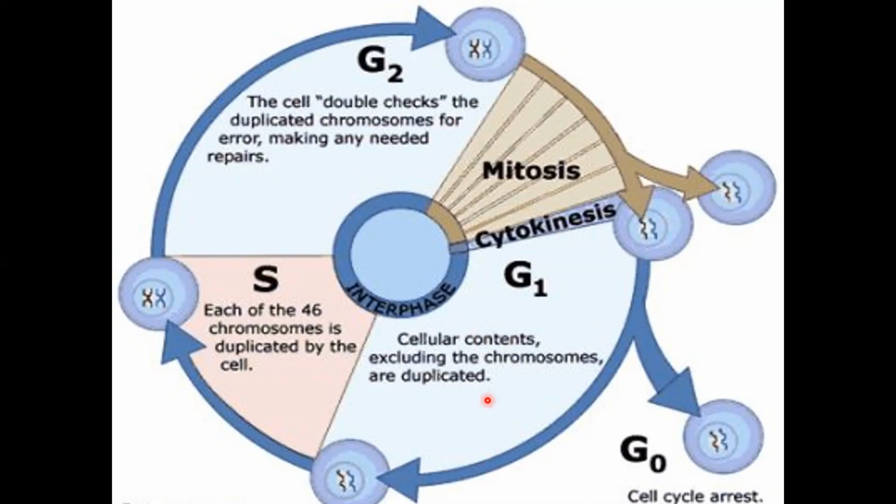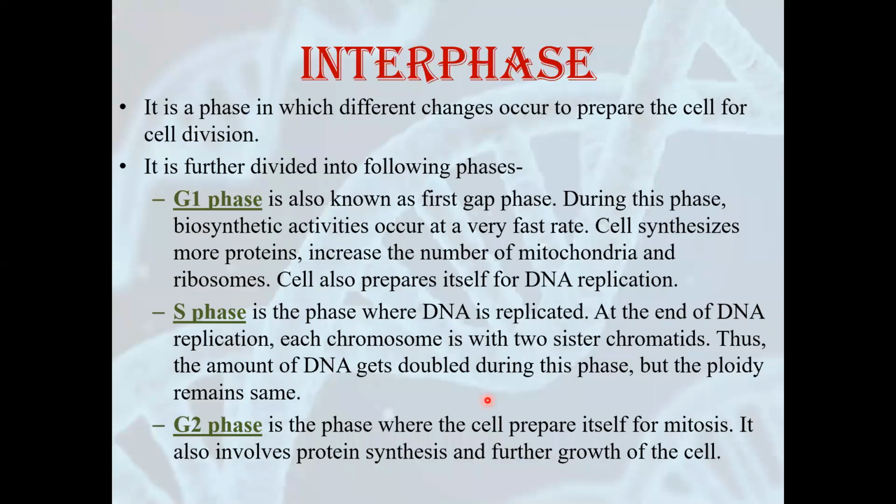Now one by one we are going to study all these phases. First, let us begin with interphase. It is a phase in which different changes occur to prepare the cell for cell division. As I said earlier, this is the preparatory phase. So we can say that the changes that are required for cell division, the preparation that is required for cell division, occur in interphase. Now this interphase is further divided into following three subphases. First phase is the G1 phase. G1 phase is also called the first gap phase.